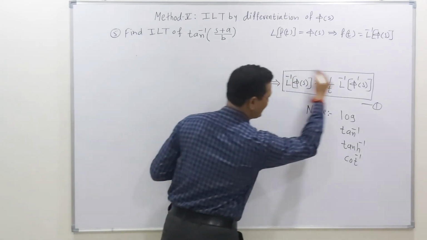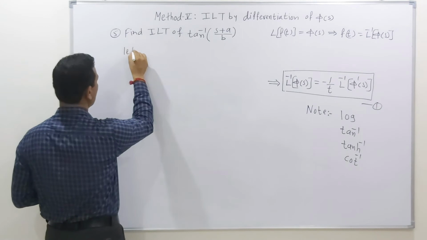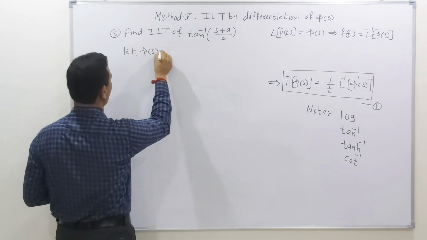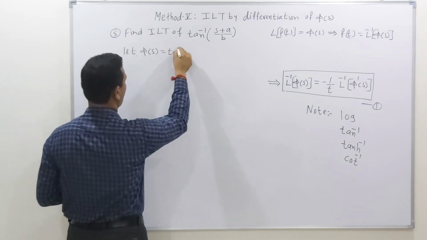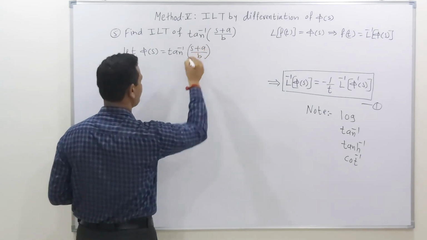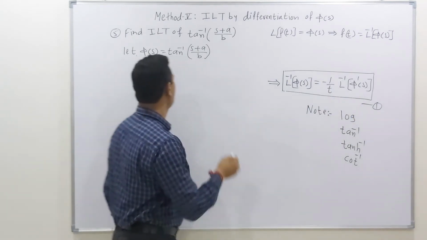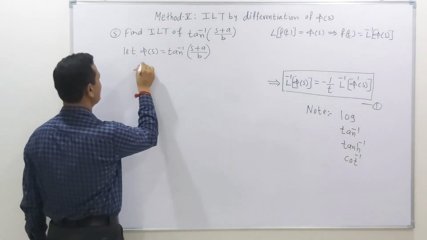So this result number 1 is applicable. Let's denote the given example by phi of s, which is tan inverse of (s plus a) upon b. Now to apply this result, find the value of phi dash of s. That means take the derivative of this function.